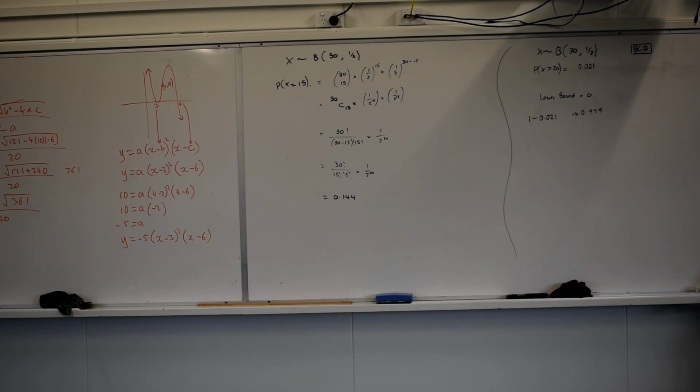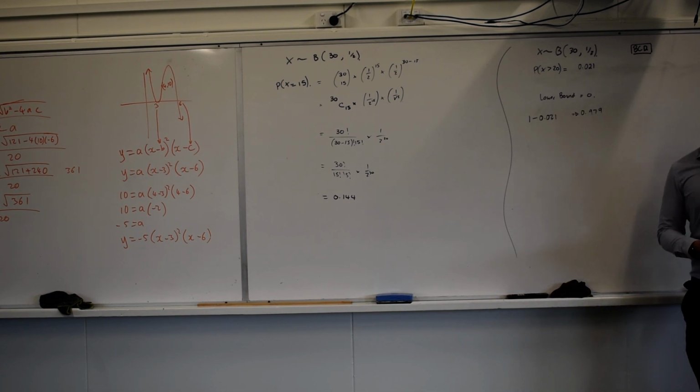How'd you go? How'd you get it? Did anyone get it? 0 to 20. Good. So what have you done when you've gone 0 to 20? I've used all the other probabilities and taken that away from 1. So you have to be really familiar with your complementary probability concept.